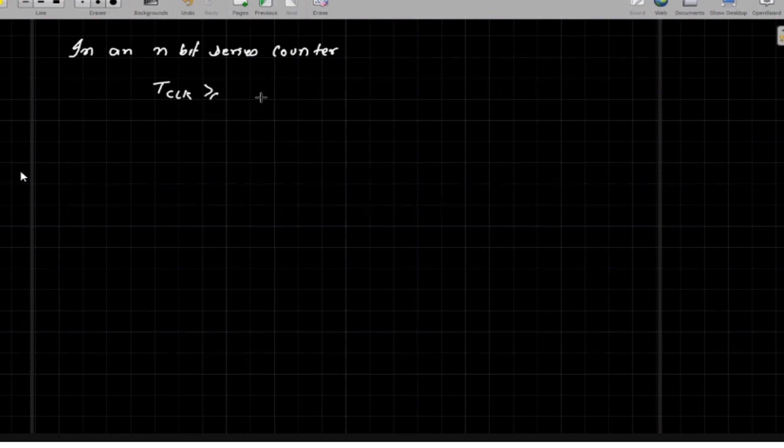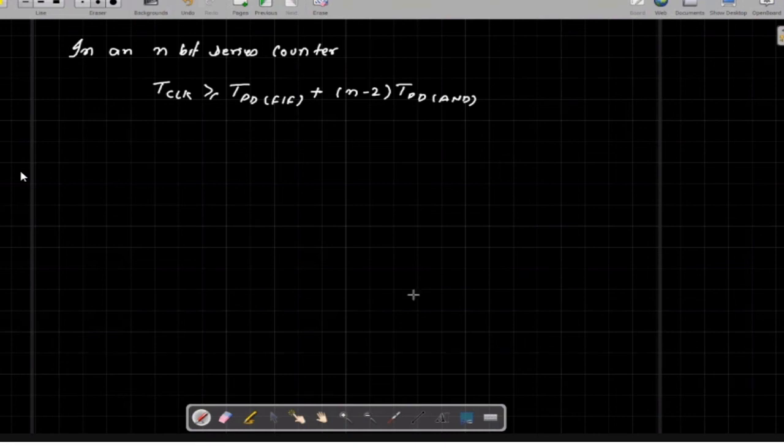the TCLK must be greater than or equal to the TPD, the propagation delay of the flip flop, plus (n-2) TPD of the AND gate. So for the clock frequency, this inequality must hold for proper operation.